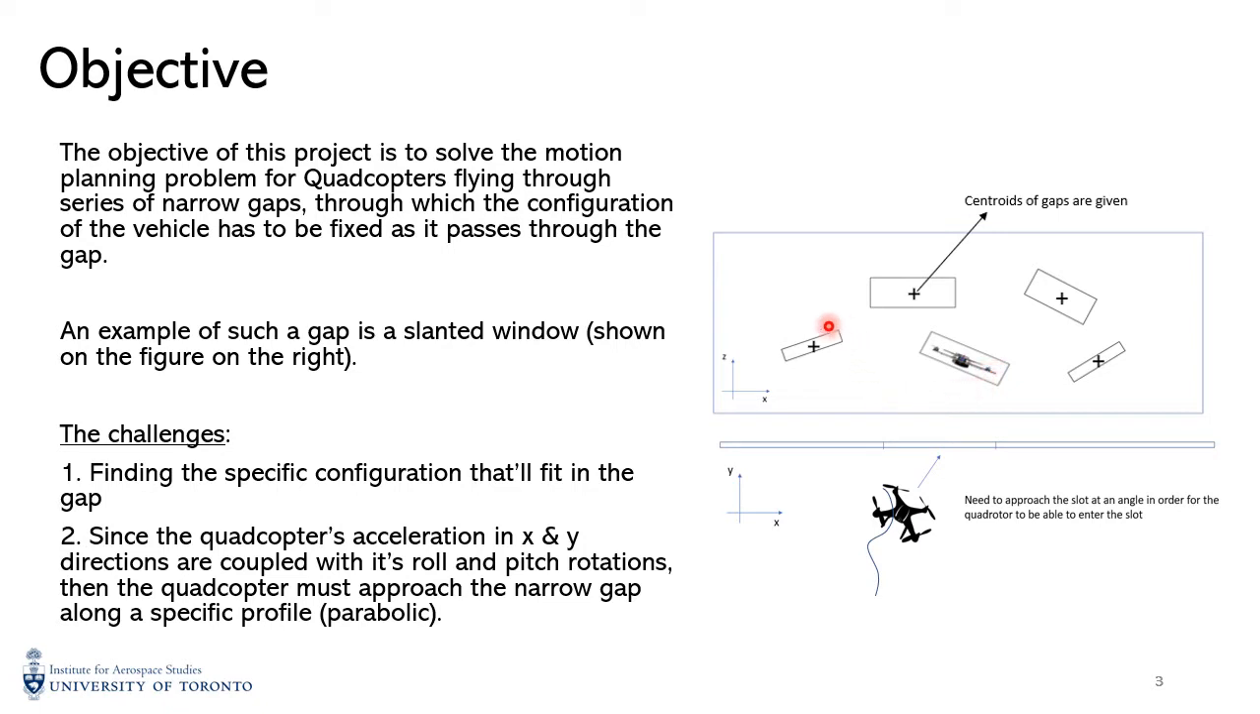The other challenge is the fact that the quadcopter's x and y accelerations are coupled to its roll and pitch rotations. So that means that for example, for this case, the quadcopter has to approach the opening and exit the opening at a specific motion profile. And that motion profile is, in this case, parabolic because you will have an acceleration in this direction.